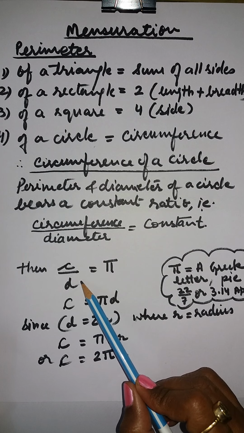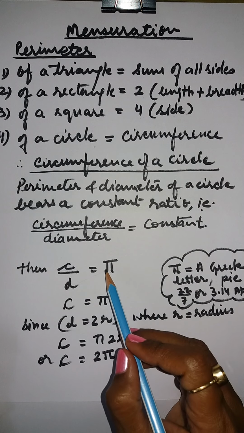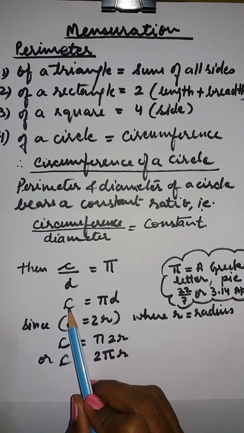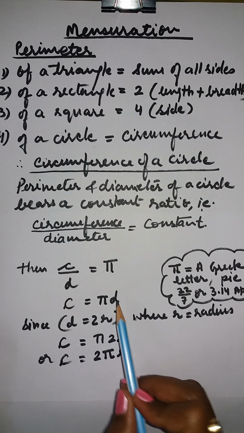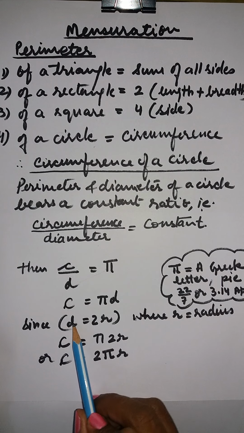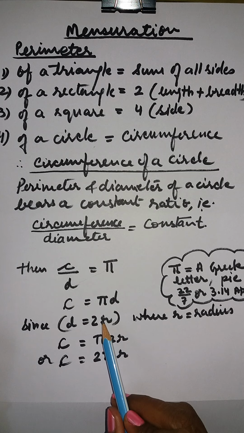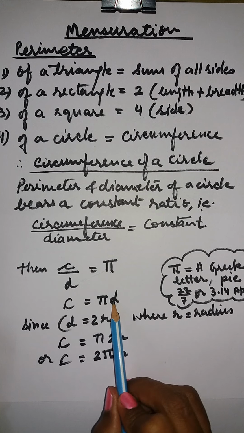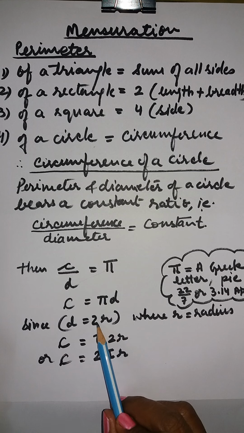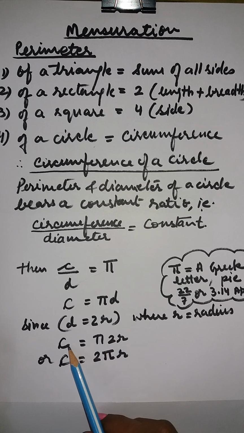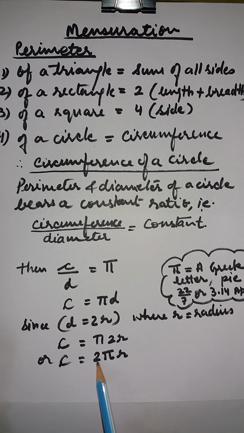When we multiply this d to pi, it will be c. Circumference is equals to pi d. And we know diameter is equals to double the radius. So we replace this d in this formula by twice of r, 2r. And we get the formula of circumference of the circle. So it is c equals to 2 pi r. Circumference is equals to 2 pi r.